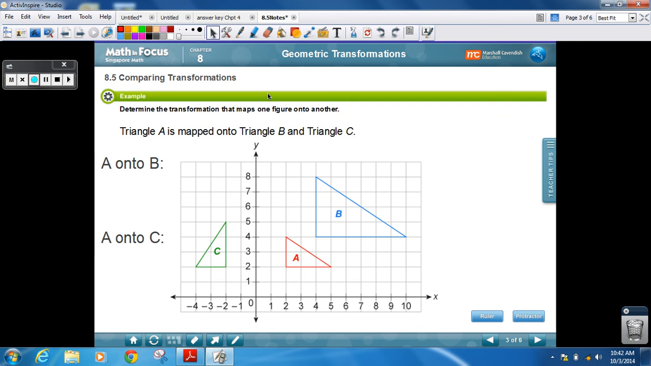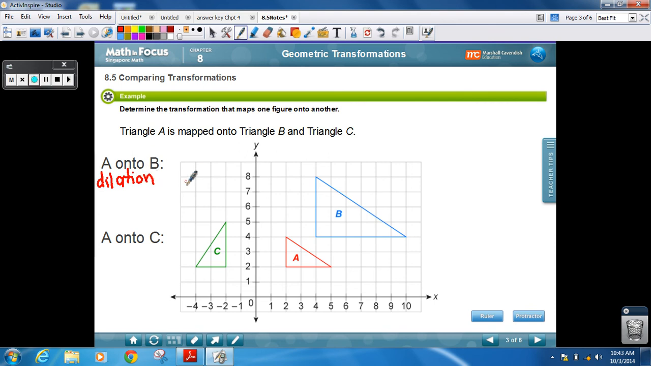Okay, our next example then, they are giving you 3 triangles and they want to know how is A mapped onto both triangle B and triangle C. So if I look and I just focus on A to B, I can tell that's an enlargement. So I automatically know that this is a dilation.